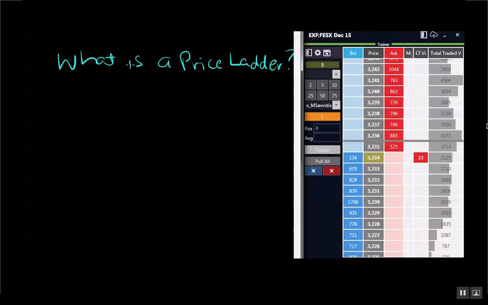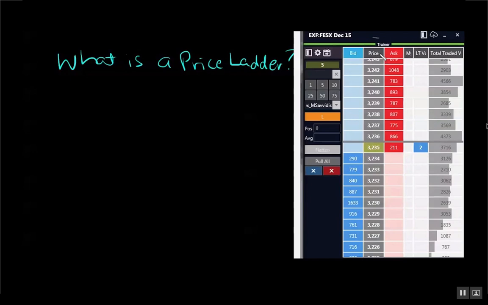First and foremost, what we're going to cover first is take a quick look over at the price ladder, which we can see over here on the right hand side. The very first thing that I wanted to highlight is the price column. As you will notice, the actual price ladder is made up of certain columns. The first column that we're going to go through is the price column, just highlighted there.